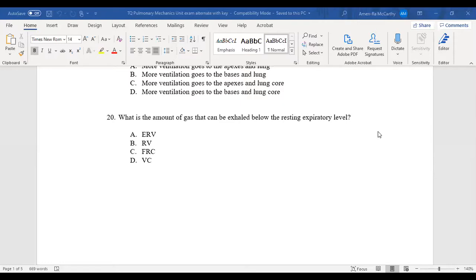You know what I'm saying? So be careful with the wording. You got to know what they're talking about. Resting expiratory level is after the normal tidal volume, right? Normal out, normal in, normal out, normal in, right? That's resting or quiet and all of that. So be careful, all right?